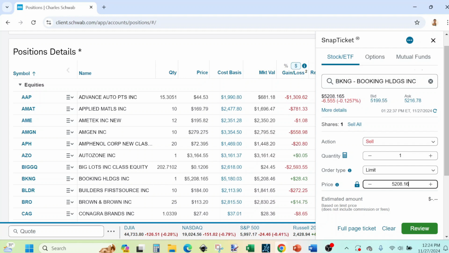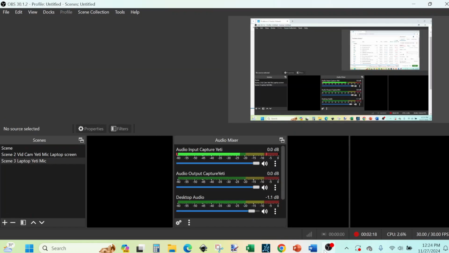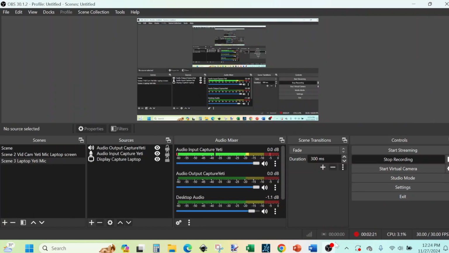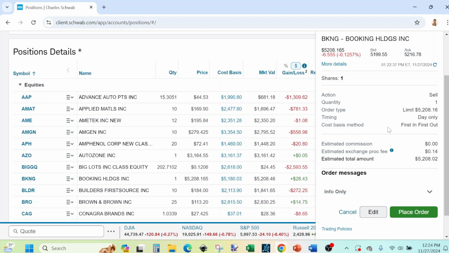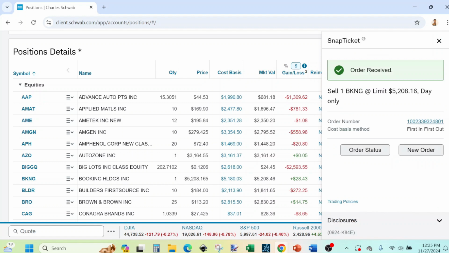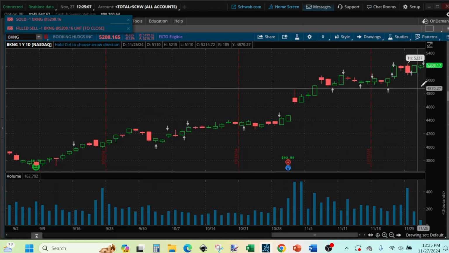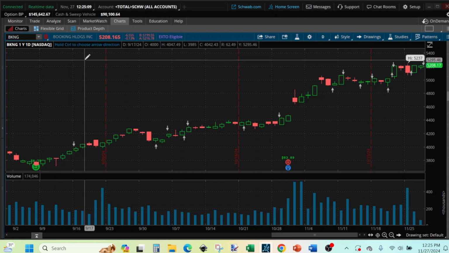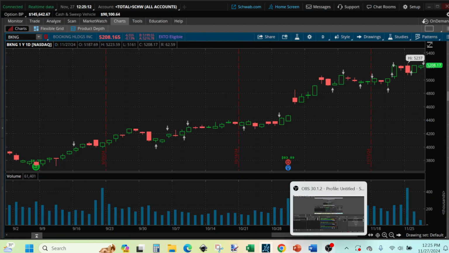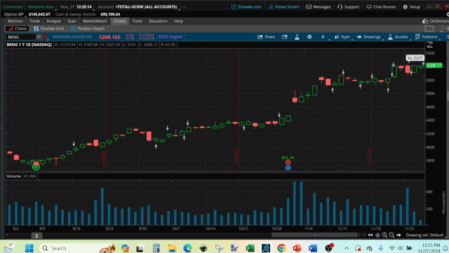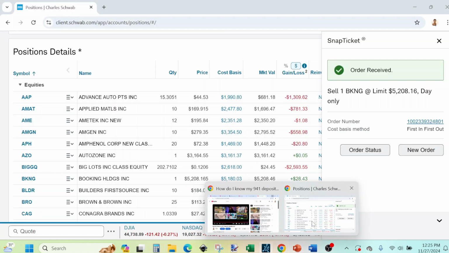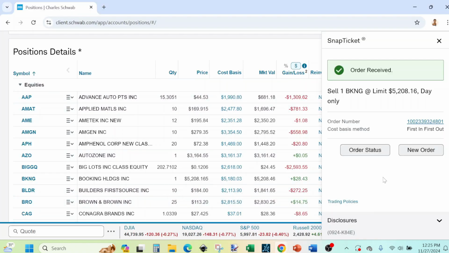You make sure you are in the right account, and at the top, between the ask, the bid, and the price the stock is selling, we put the price the stock is selling, which is 5,208.16. Because we allocate about 2,000 per trade, this particular stock is well over 2,000 a share. Therefore, we just buy one share. So we place the order to sell it. If the price gets to that point, Charles Schwab will sell it for us.